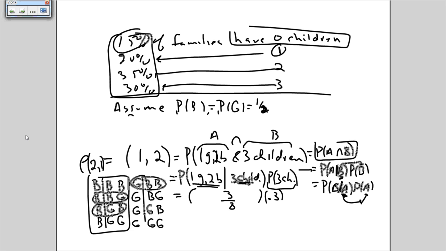It's 3 out of 8. Point 3 is 3 out of 10. 3 times 3 over 8 times 10. 9 out of 80 times you will have 2 girls and a boy, or 1 girl and 2 boys. And the rest are the same. Just crank them out. Write down the sample space. We talked about sample spaces a long time ago in this video. Go back and look at it. You can always rewind.